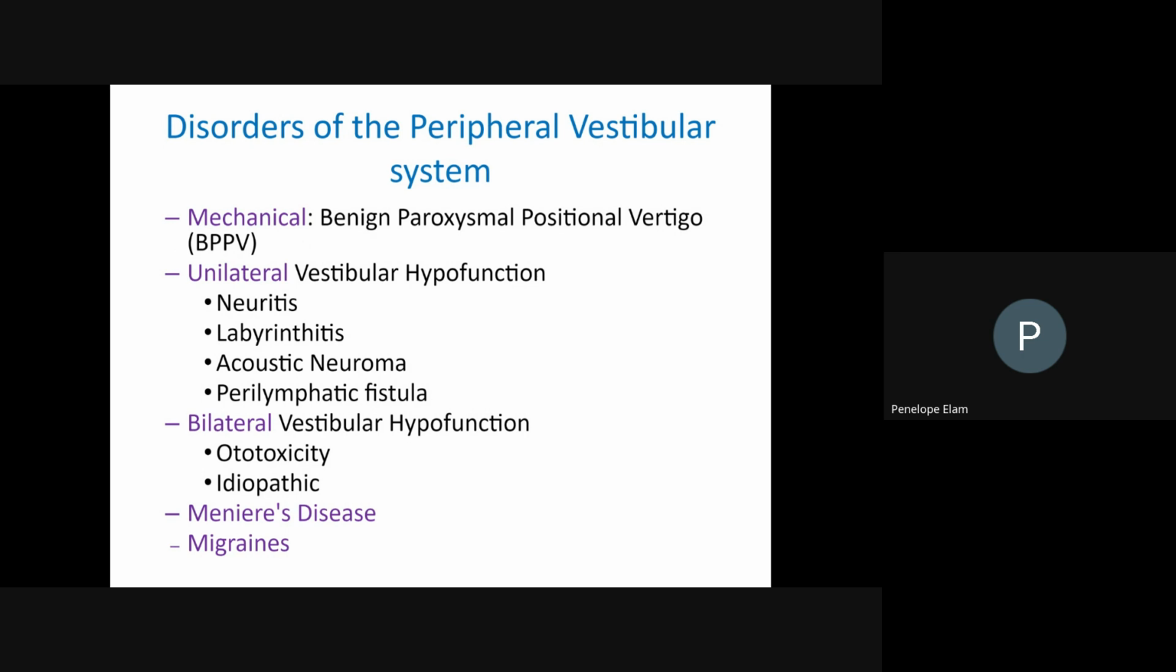There's also Meniere's disease, which is kind of its own category, but they're going to have repetitive bouts of vestibular symptoms and events throughout their life. And then you'd also have migraines. You can have vestibular migraines.